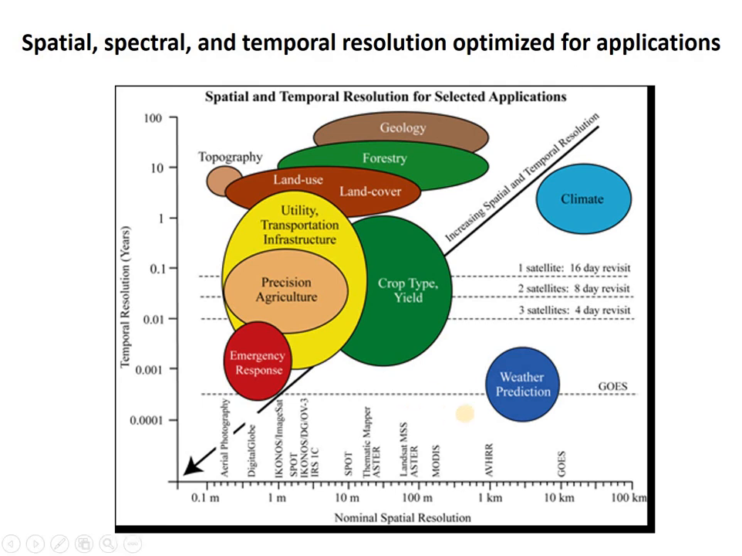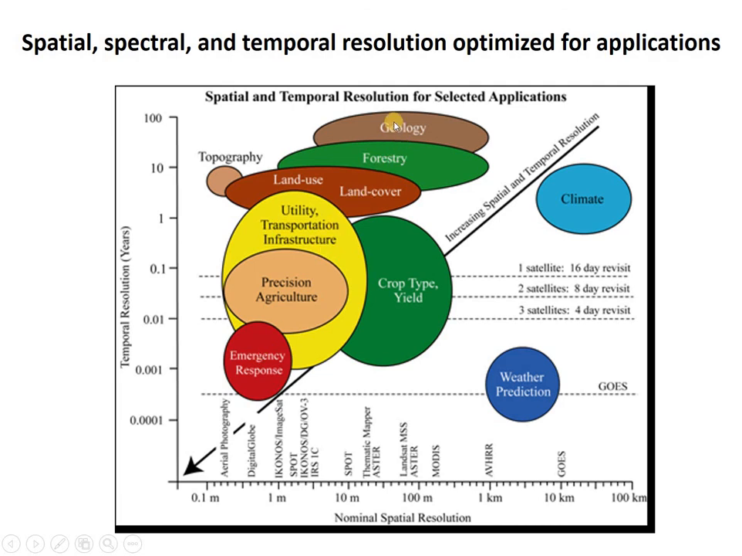Okay, so for example, if you are working on weather prediction, you're fine with 5-kilometer pixel size, but you need a temporal resolution on the daily or hourly scale, right? If we're doing emergency response, for example, like wildfires or earthquakes or something, you need very good spatial resolution and you need really good temporal resolution. So that's a difficult spot to fill.